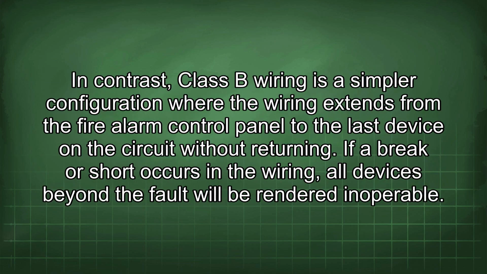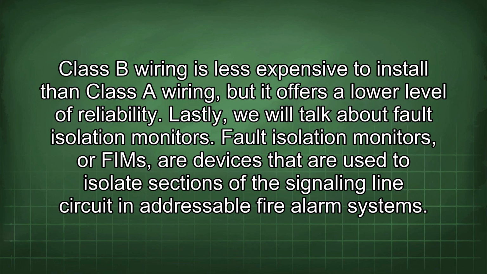In contrast, Class B wiring is a simpler configuration where the wiring extends from the fire alarm control panel to the last device on the circuit without returning. If a break or short occurs in the wiring, all devices beyond the fault will be rendered inoperable. Class B wiring is less expensive to install than Class A wiring, but it offers a lower level of reliability.